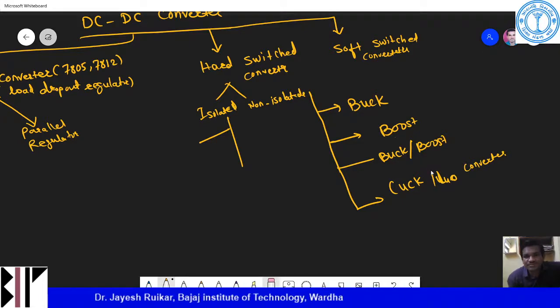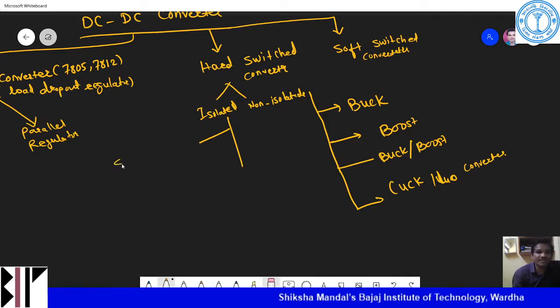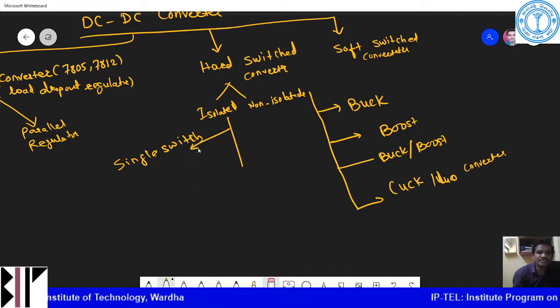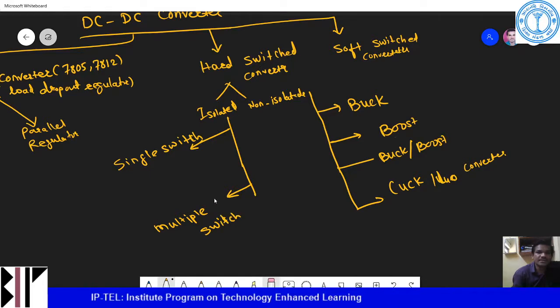So this is my non-isolated type of converter. Then we talk about isolated type of converter. In the isolated type of converter, we have a single switch, and then we have multiple switch. Isolated converters are again of two types, further classified as single switch and multiple switch.